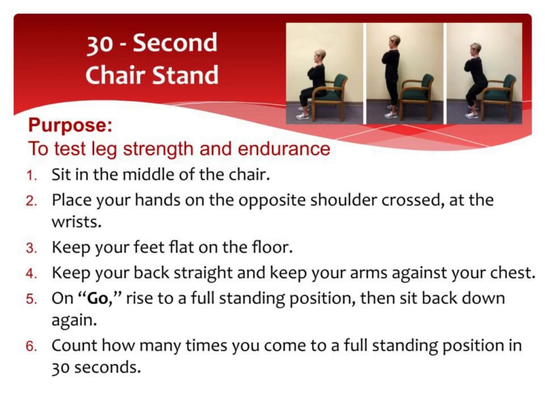To begin, sit in the middle of the chair. Place your hands on the opposite shoulder crossed at the wrist. Keep your feet flat on the floor. Keep your back straight and keep your arms against your chest. On go, rise to a full standing position, then sit back down again. Count how many times you come to a full standing position in 30 seconds.